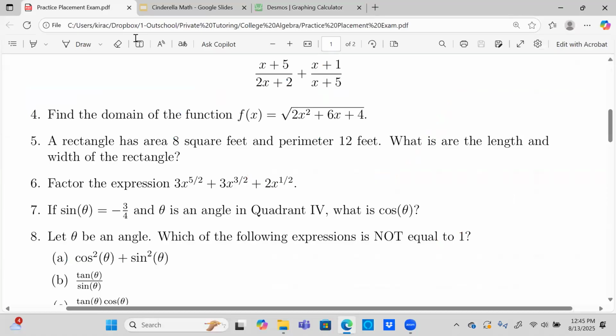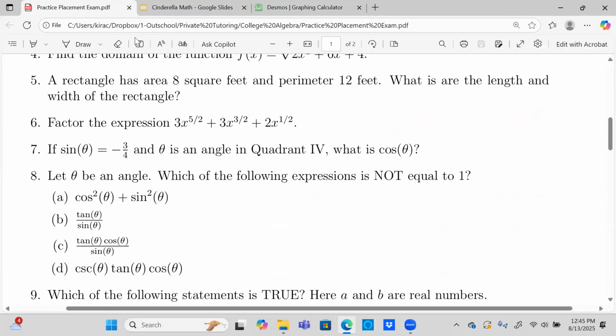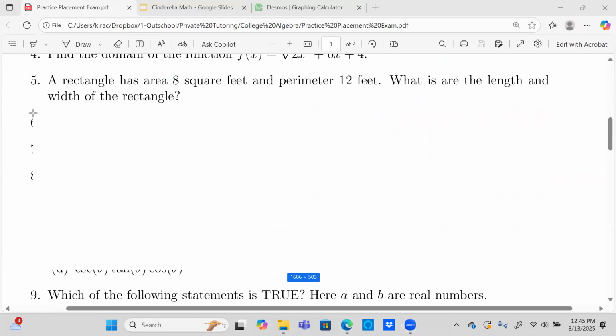That was 4. 5. A rectangle has an area of 8 square feet and a perimeter of 12. What are the length and width? Okay, let's draw it. So just make any random old rectangle here. Whoops, that's not a rectangle. There we go.